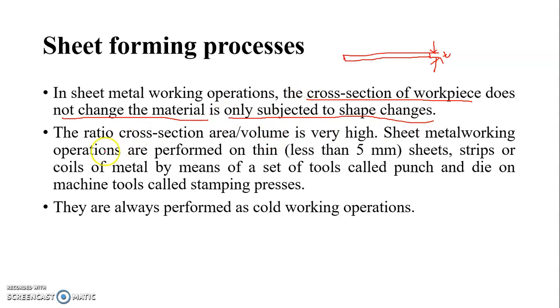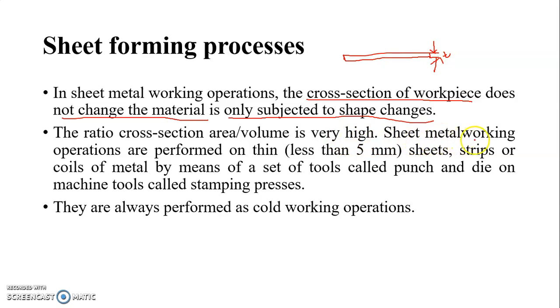Here, in the sheet forming process, the cross section is not changing. Before and after sheet forming, the cross-sectional area is the same, but the change of shape occurs in the workpiece. We can bend the material, we can punch the sheet material in the sheet forming process. The ratio of cross-sectional area to volume is high in the sheet forming process.